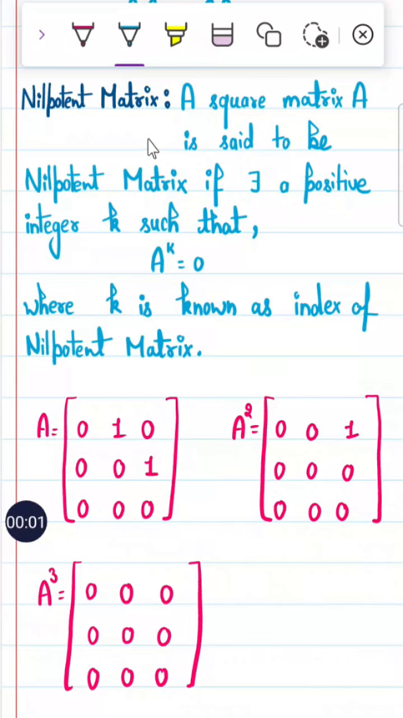Hello friends, today we will discuss nilpotent matrix. What is the nilpotent matrix? A nilpotent matrix is a square matrix A which is said to be nilpotent if it satisfies the condition A^k = 0 for some positive integer k. Here k is known as the index of the nilpotent matrix.